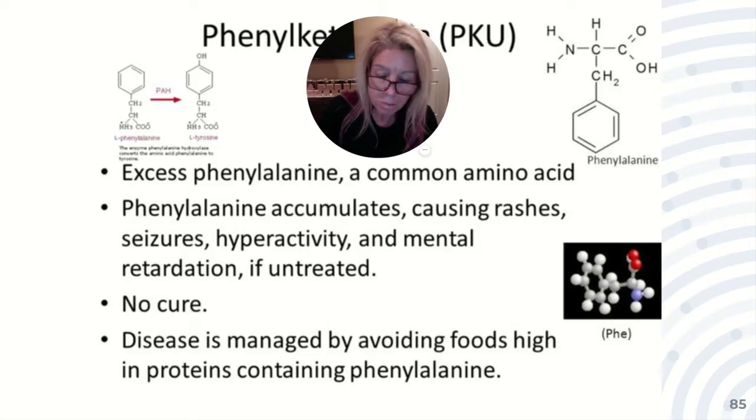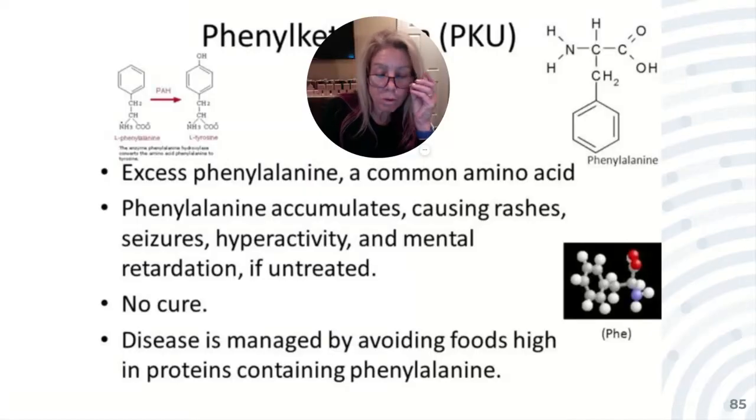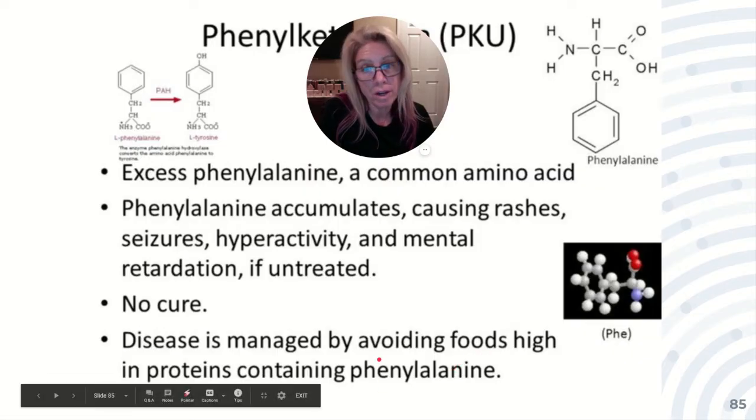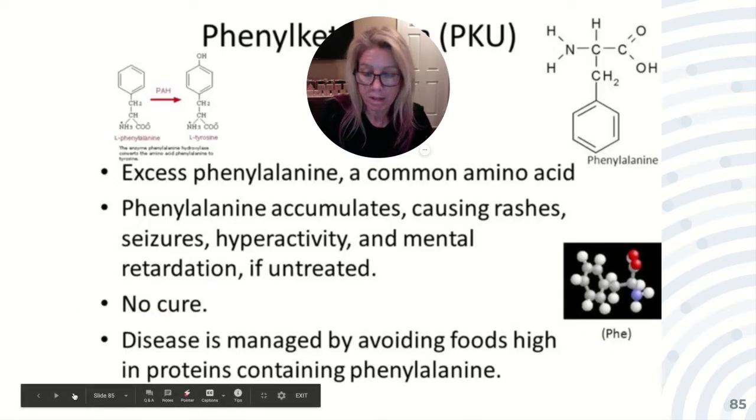So on your notes, PKU, people who are homozygous cannot break down the amino acid phenylalanine, and it builds up to toxic levels in their bodies. It keeps the brain from developing normally. It leads to intellectual disabilities, seizures, and mood disorders. The treatment is to give affected babies and children a diet low in phenylalanine. So then that enzyme that you need, you're not going to have the ensuing traits because you're not going to have the buildup of the phenylalanine.